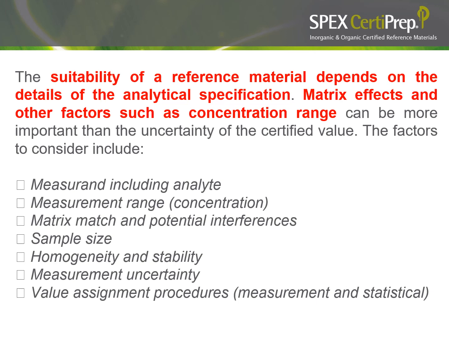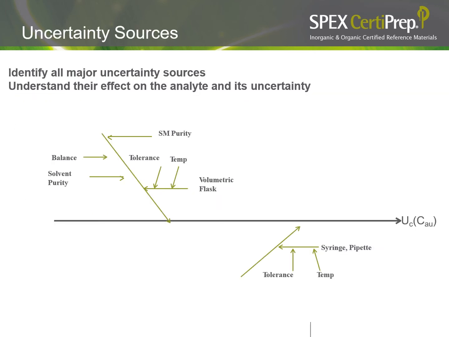So now class, uncertainty sources. Basically we can identify all the major uncertainty sources. It can come from the balance, solvent purity, tolerance of temperature, the purity, solvent purity as well. It can come from volumetric flask, syringe, pipette. I mean, it can come from various sources basically.